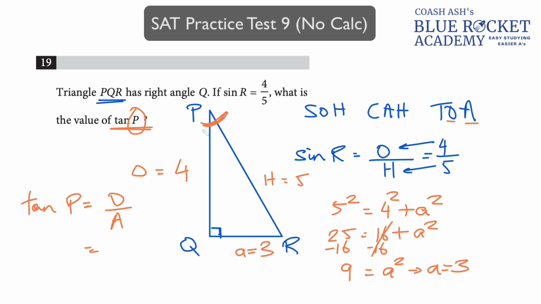What's the opposite for P now? Is the one that never touches P. Both of these are touching it, right? So the opposite is the guy which never touches it. It's 3. And then what is the adjacent? It's 4. Remember, it's not opposite anymore. This is the adjacent for P, the thing that touches P. Okay, so it's 3 over 4, and that's your answer.